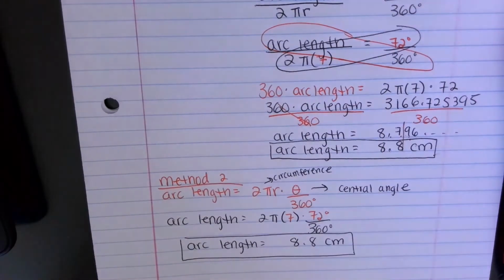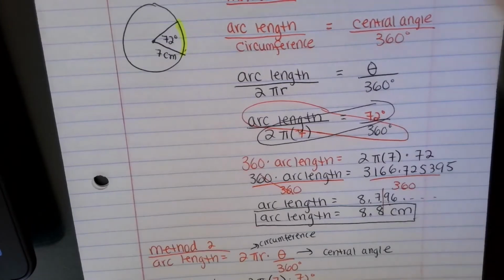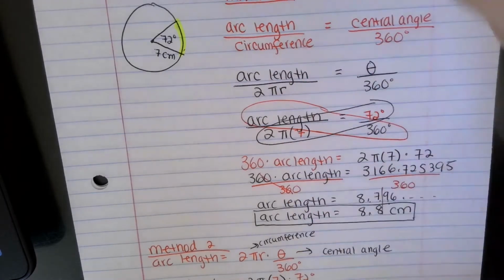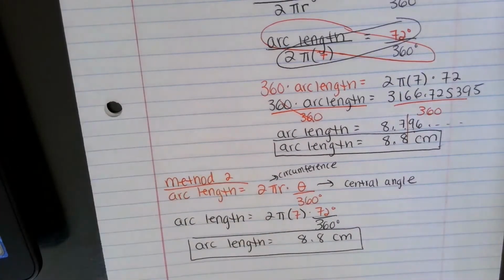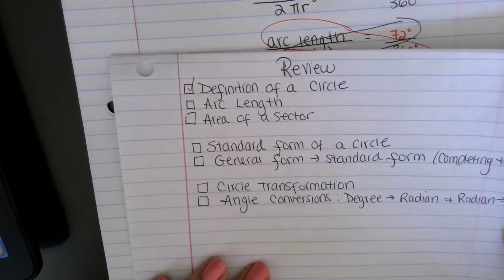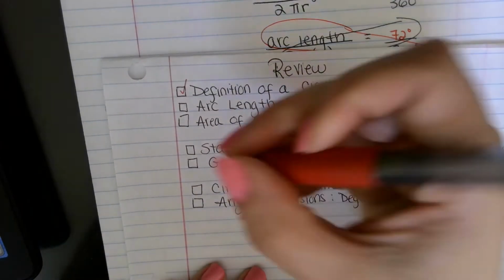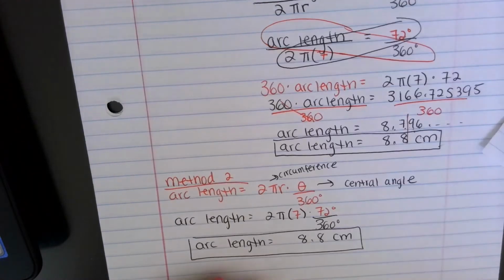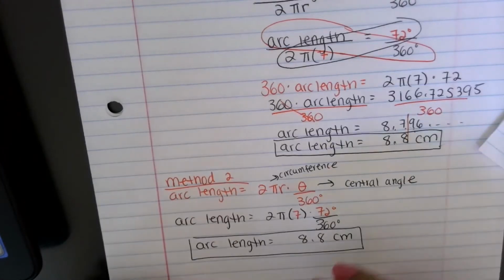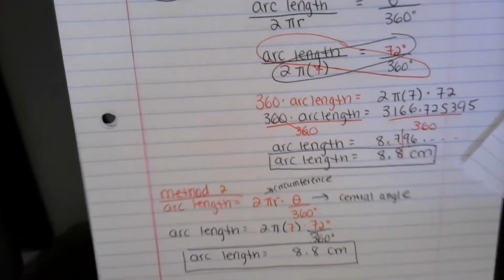So it's up to you. If you like seeing proportions like a visual, you could do it that way, or just go right to the equation. Whatever you prefer. So that was arc length. Now we're going to talk about area of a sector. You're going to notice it's very, very similar. Let's go ahead and do the next example.